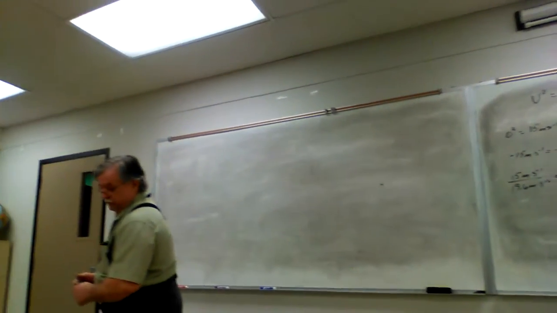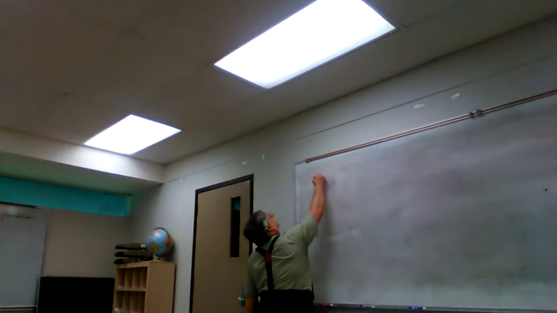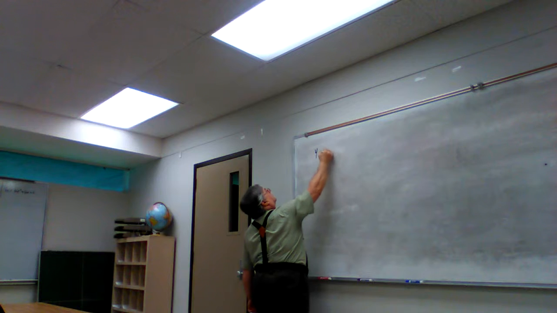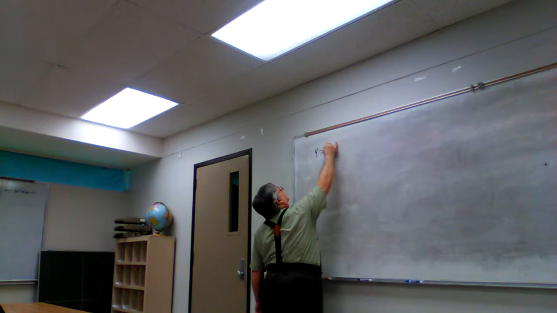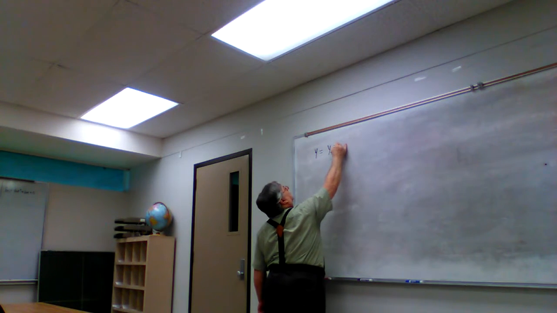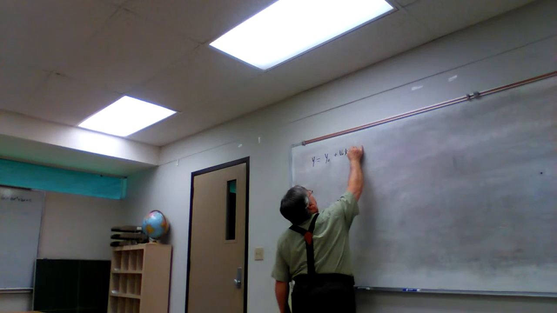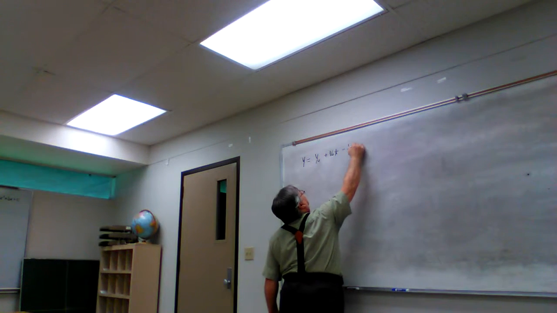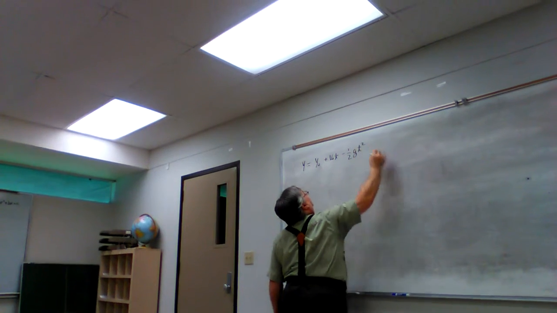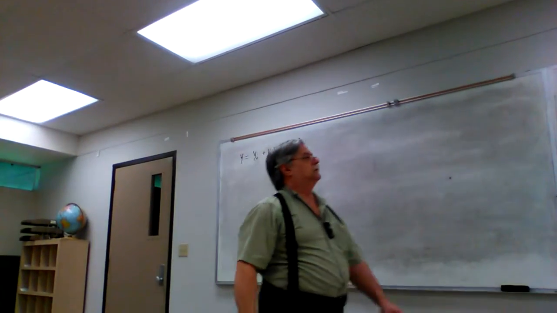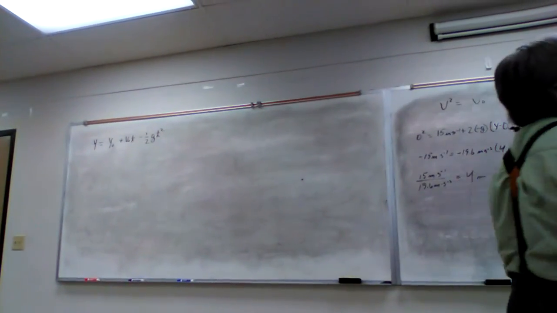All right. Object falls under gravity. So we've got y equals y sub naught plus v sub naught t minus 1/2 gt squared. Did I get that right? I did.